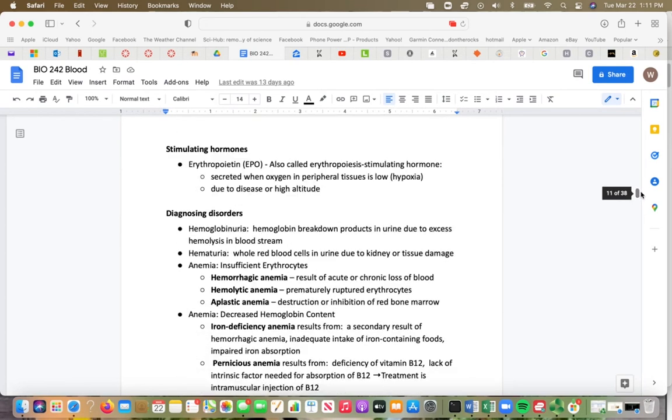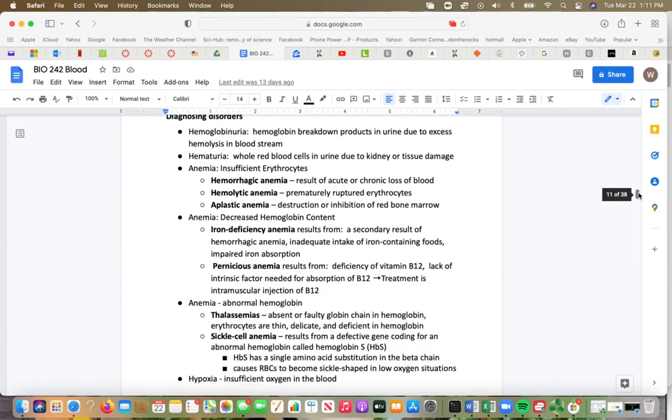So erythropoietin will be produced when the peripheral tissues are low in oxygen or hypoxic. One way to stimulate this to happen is to go up to high altitude. It takes about 2 weeks for a person to adapt when they go up to altitude. There are diseases that can cause that to happen as well. So hemoglobinuria is when you have the hemoglobin products in the urine. That can be due to excess hemolysis in the bloodstream. Hematuria is when you have whole red blood cells in the urine. This would be due to kidney damage or tissue damage.